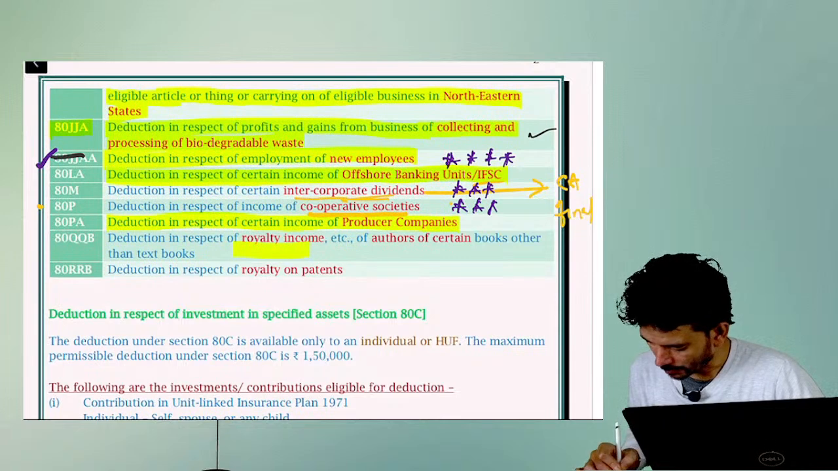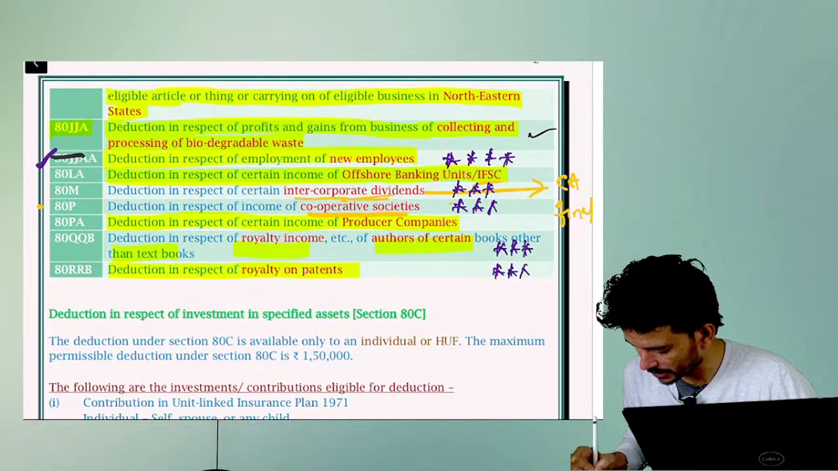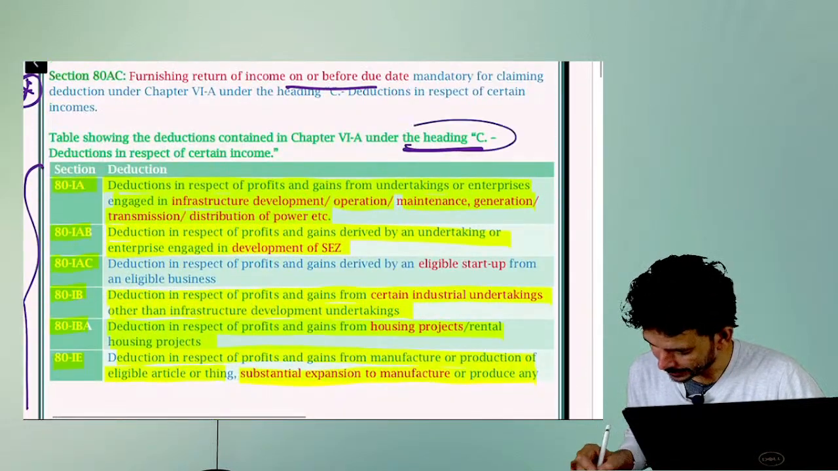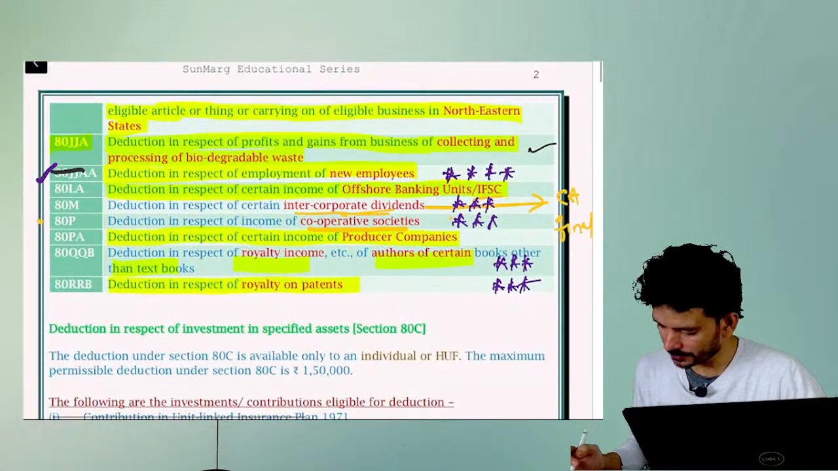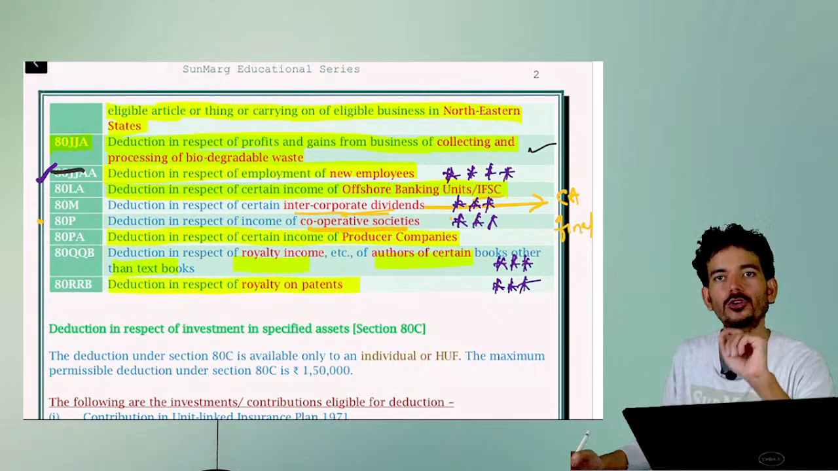Deductions of royalty of income of authors of certain books other than textbooks, and deductions in respect of royalty of patents. So this is also absolutely important. Out of this section C, these five sections are absolutely necessary. Please don't ignore these sections.